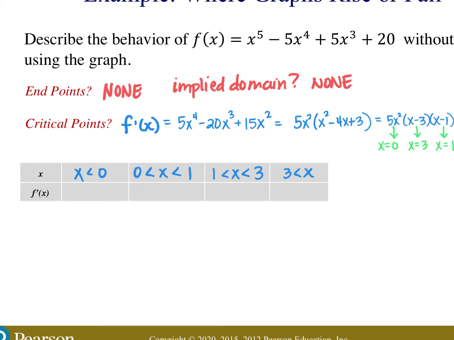Now my job is to pick numbers that are in the intervals and then test them in the derivative. Always test them in the derivative. Don't test them back in the original function. That was what we did for absolutes. We're not doing that right now. Okay, we're testing them in the derivative function.